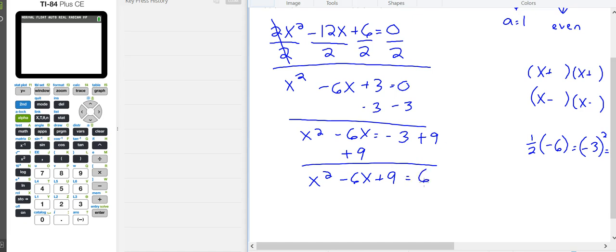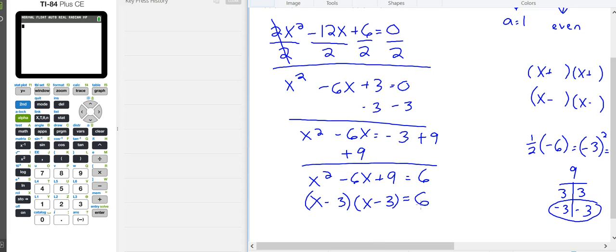Now we're going to factor the left-hand side of the equation. We need to find factors of positive 9 that add up to negative 6, and we know it's going to be two of the same thing. Factors of positive 9 that are two of the same thing are either positive 3 and positive 3 or negative 3 and negative 3. The factors that add up to negative 6 are negative 3 and negative 3. So the left-hand side of the equation can be rewritten as x minus 3 times x minus 3 is equal to 6.